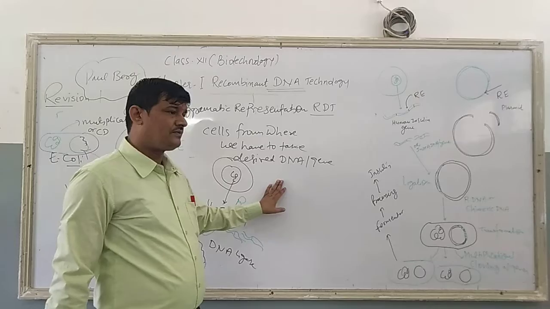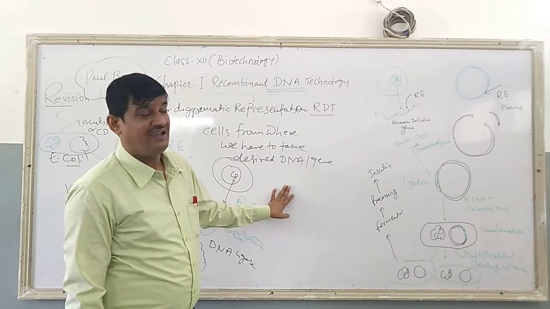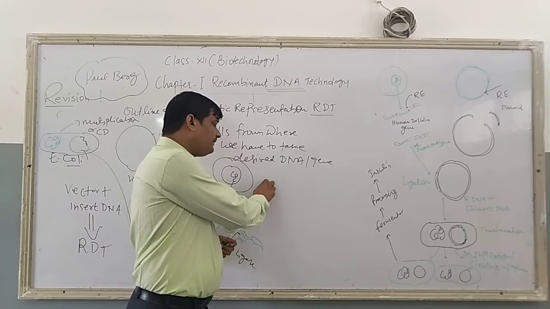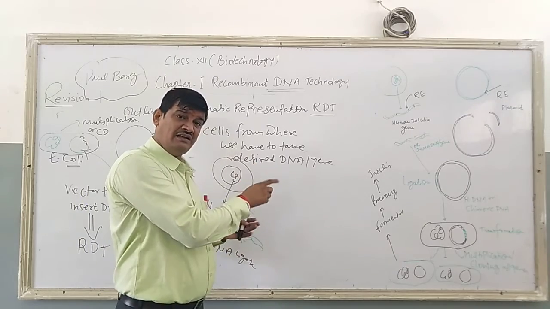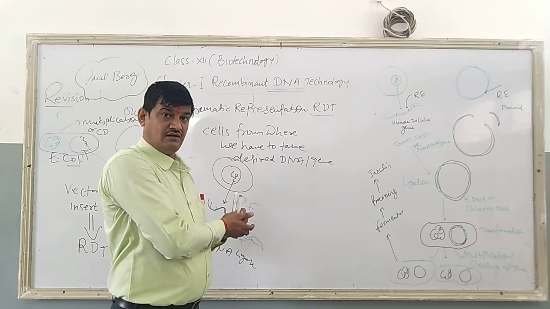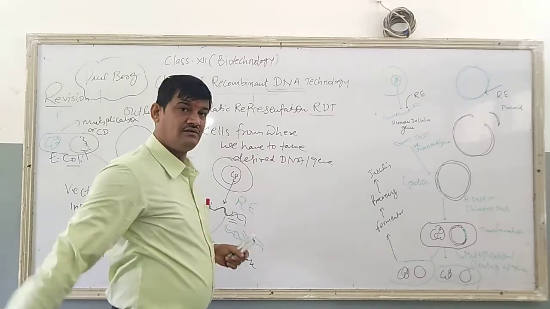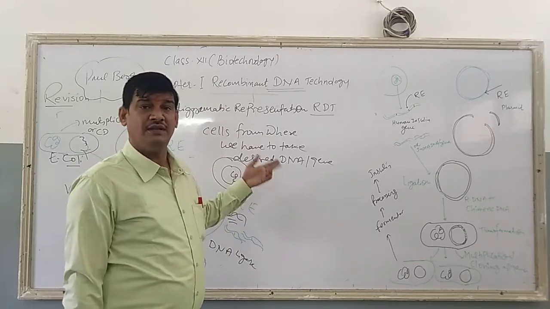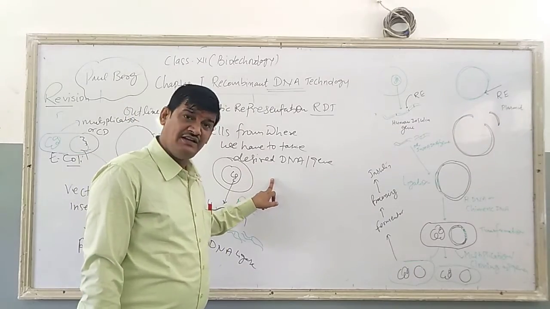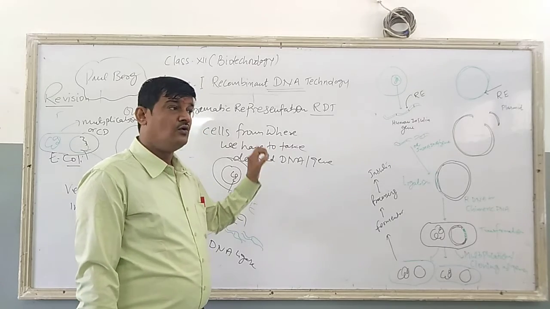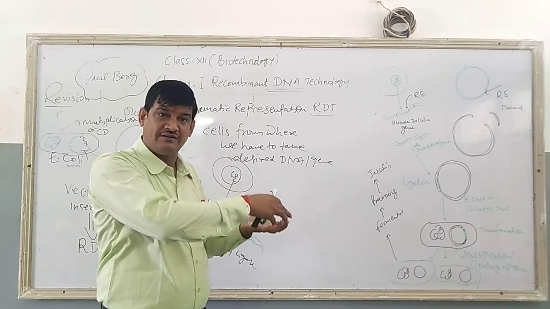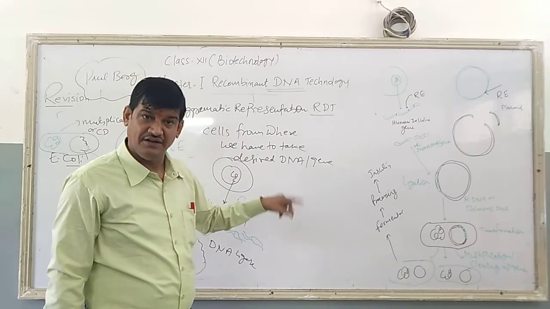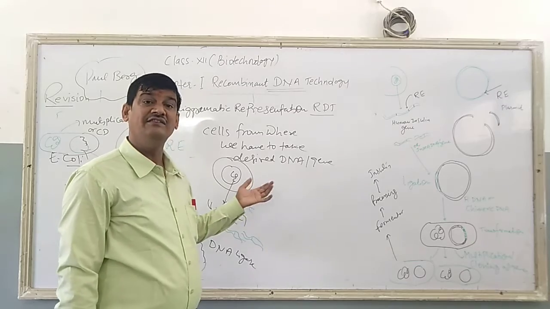Next is alkaline phosphatase. Alkaline phosphatase is an enzyme which removes the phosphate group and prevents ligation. Next is the passenger DNA. What is the meaning of passenger DNA? Passenger DNA is DNA which moves along with the vector from one cell to another cell. Therefore, it is called passenger DNA, or it is also known as insert DNA.